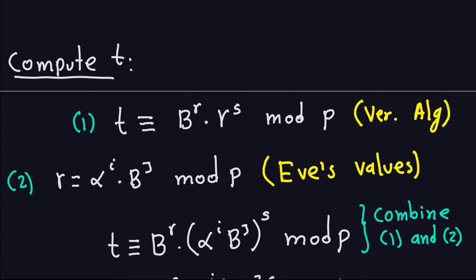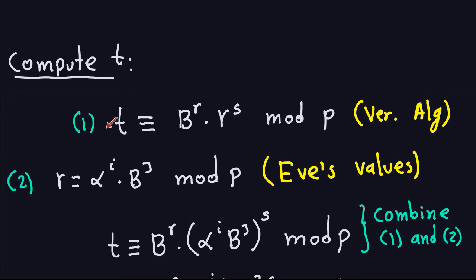So let's compute T. That's the first thing that Alice will do. So this is on the side of Alice, and let's check that it's actually working. So what is T? T is congruent to b to the r times r to the s modulo p. Why is this true? Well, because that's the verification algorithm. That's what Alice will do to do the verification. And then we'll compare this to alpha to the message, and if they're the same modulo p, then done. The signature is valid.